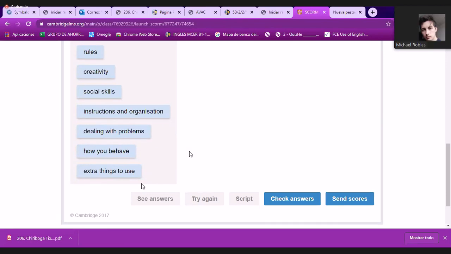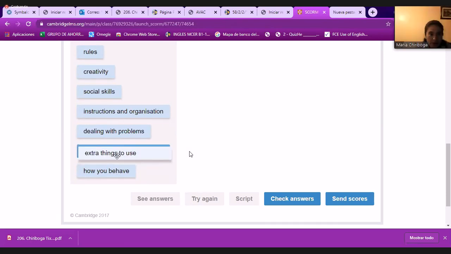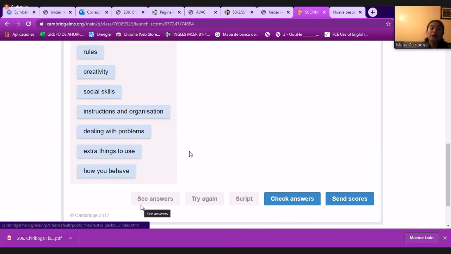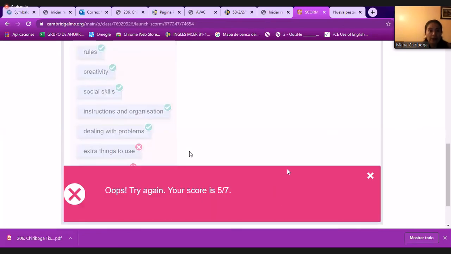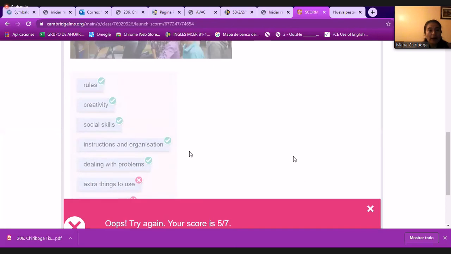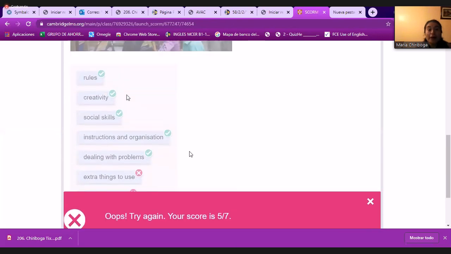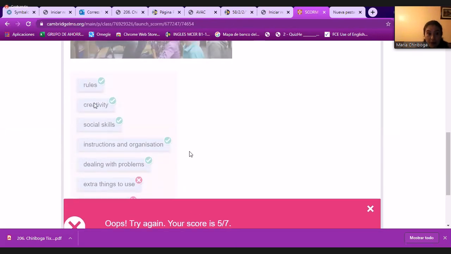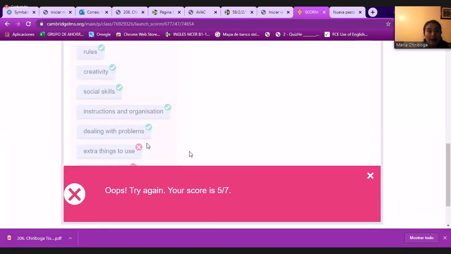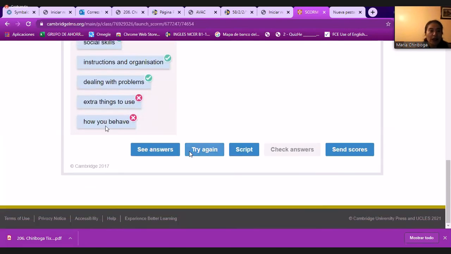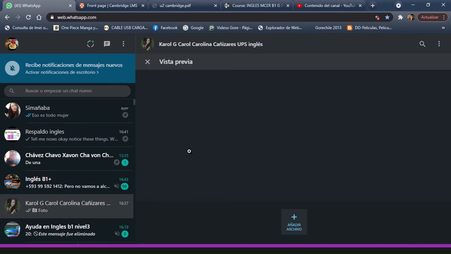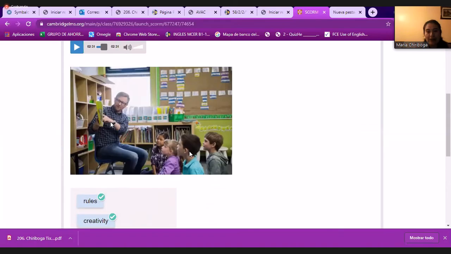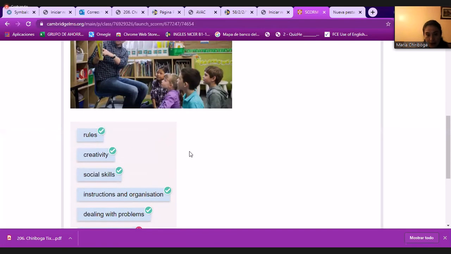Extra things to use. Extra things to do and how to behave at the end. Okay, let's check the answers. There, you have correct almost everything. Numbers 1, 2, 3, 4, and 5 are correct, but 6 and 7 are not. So I suppose that how to behave is here and extra things to use is there, but the other ones are correct.